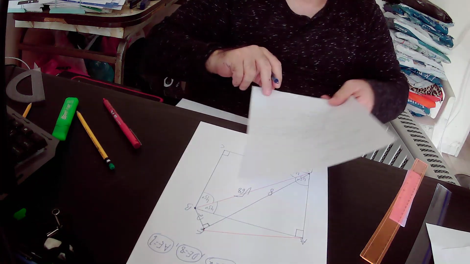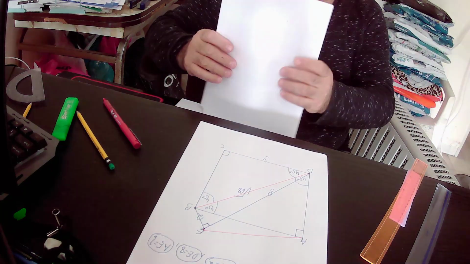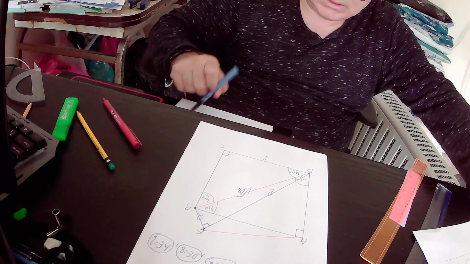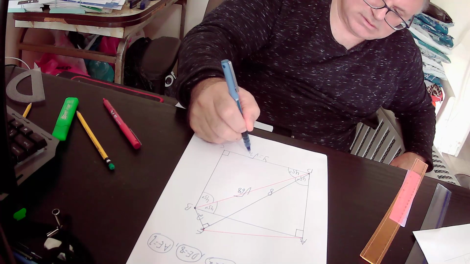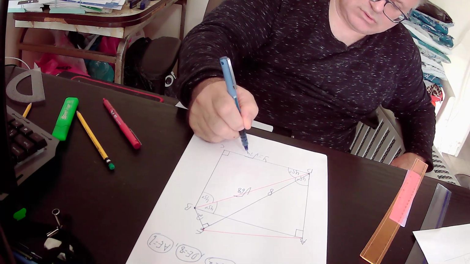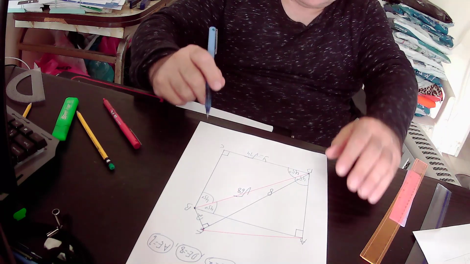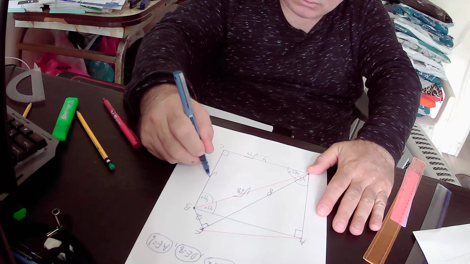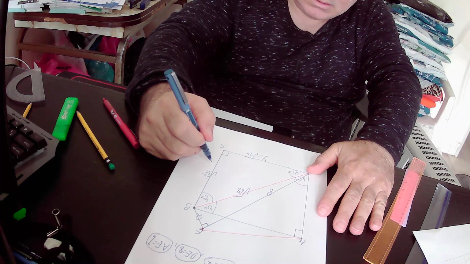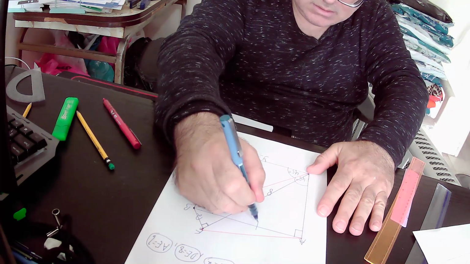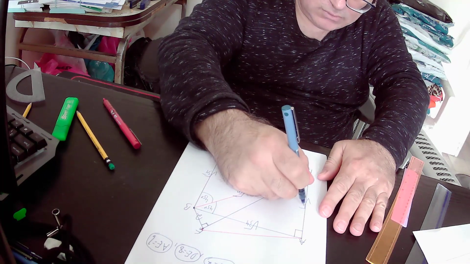Okay, so side DC of square ABCD equals the square root of 34 units. But because all the sides of a square are equal to each other, all the other sides will also be equal to the square root of 34 units. BC equals AB equals the square root of 34 units.